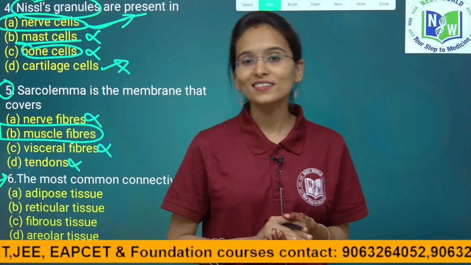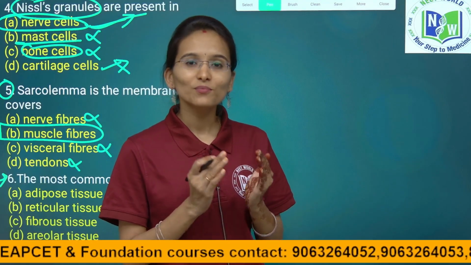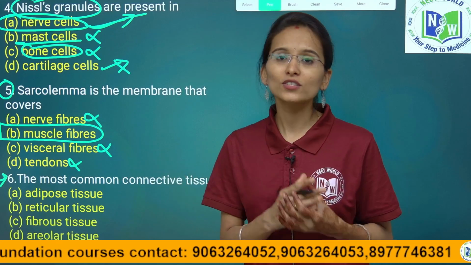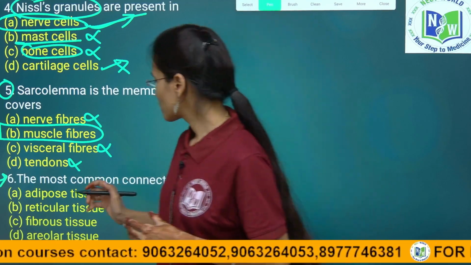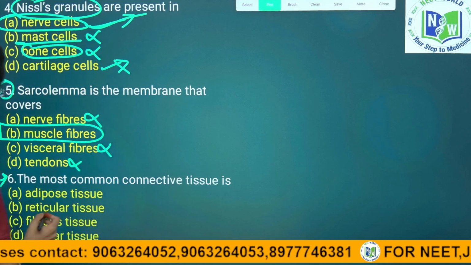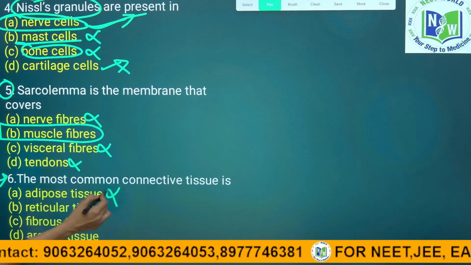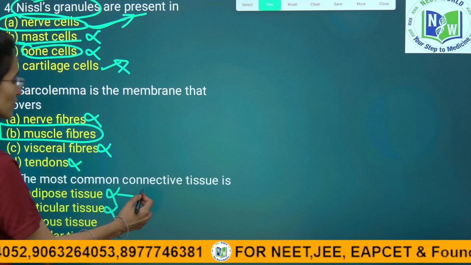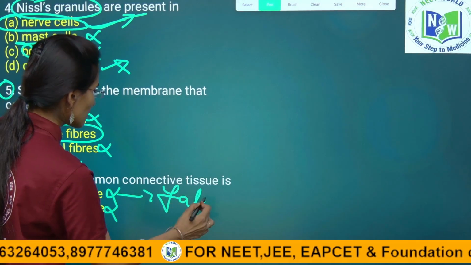This we have discussed in detail in the introduction session of the tissues itself. Okay, which is the most common type of tissue in our body? Yes, adipose tissue, it is wrong. And next, reticular tissue, it is also a wrong option. Adipose tissue is meant for storage of fats.